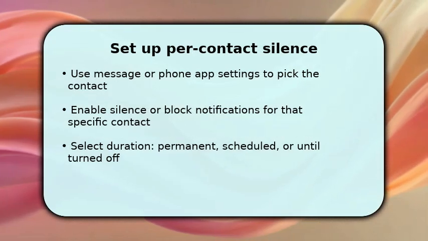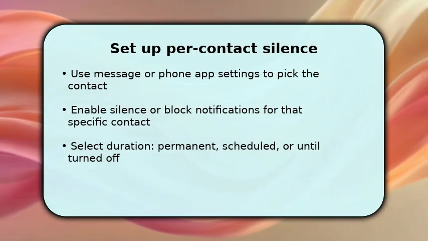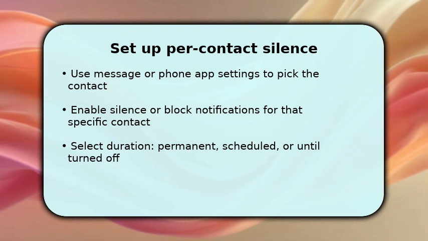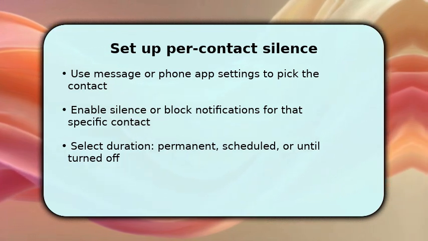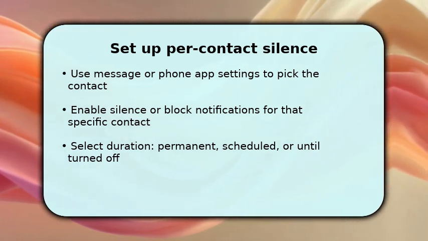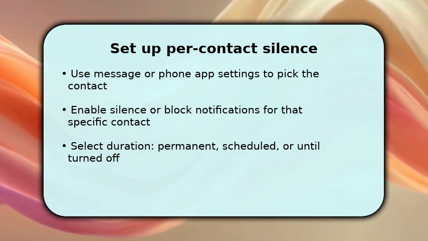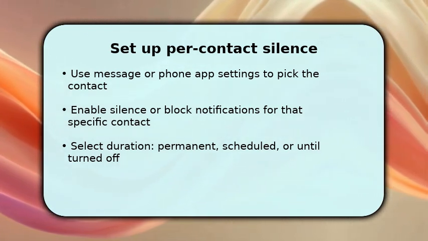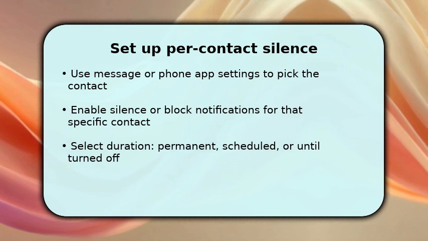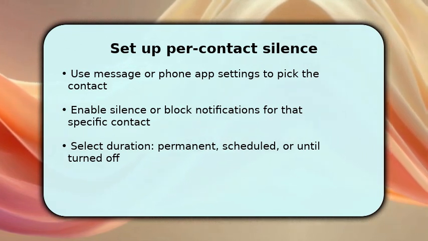Now you'll apply the per contact rule inside the app. Tap the notification or call preferences for that person and choose to silence or allow only emergency alerts. On many phones, you'll toggle a Do Not Disturb for this contact or set a custom notification tone to none. On others, you'll create a focus mode and add only allowed contacts.